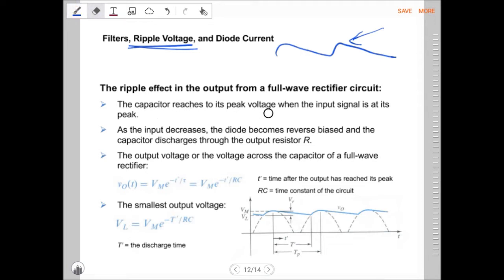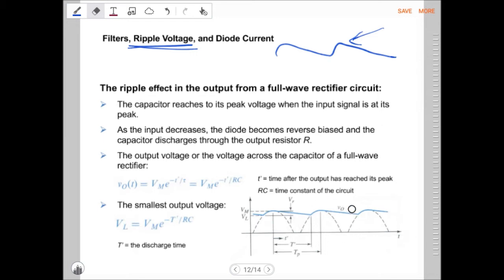reaches its peak value when the input signal is at its peak. As the input decreases, the diode becomes reverse biased. We already explained just now the discharging through the resistor. So now we want to be able to calculate the output voltage. Just now we looked at what the shape looks like. Now we want to calculate.